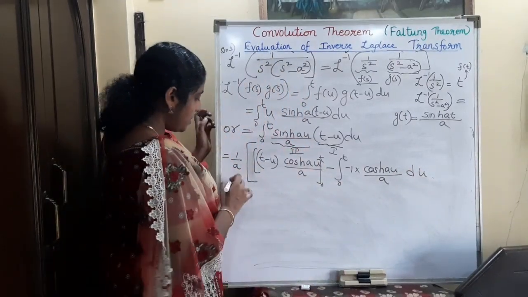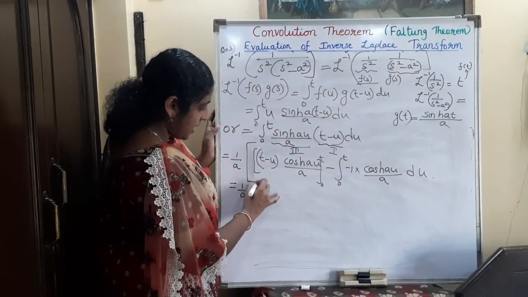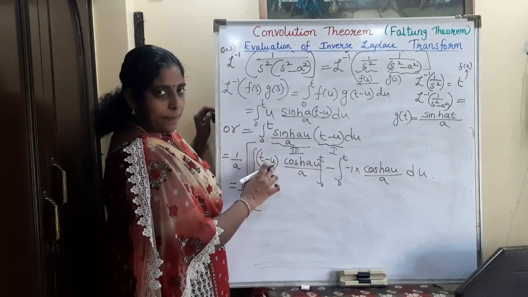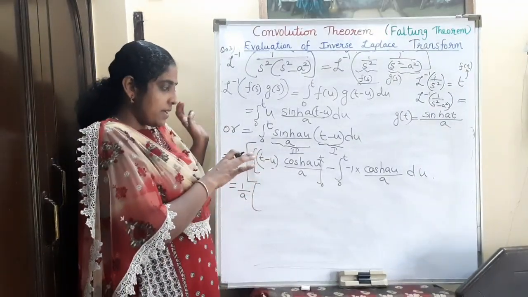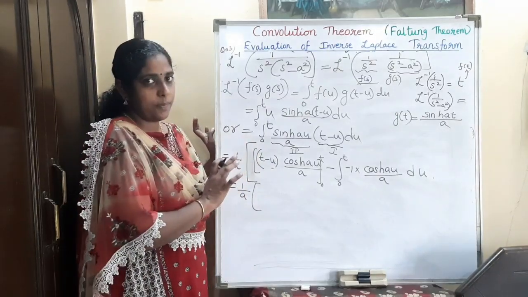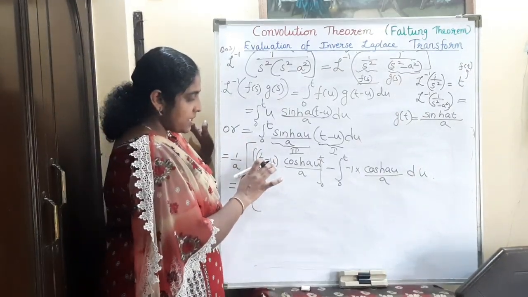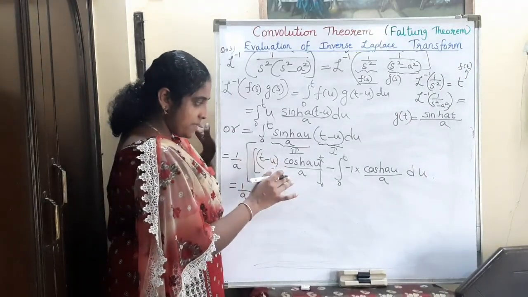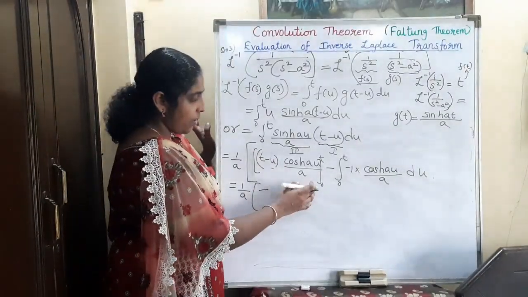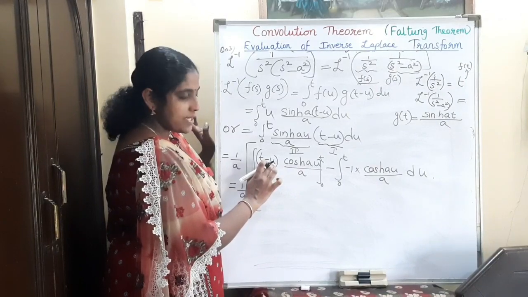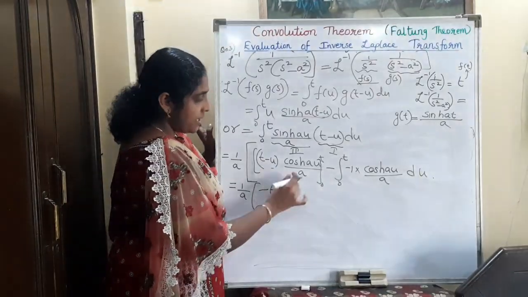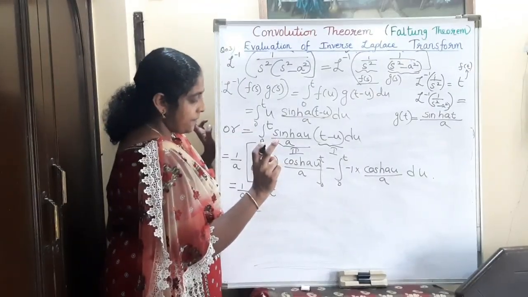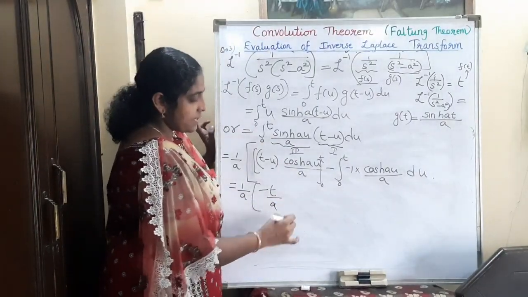So this will become 1 by a. Here on applying the upper limit, t minus u: always remember, for the u term we have to apply the limits here. So u becomes t, so t minus t is equal to 0. On applying the upper limit it becomes 0, minus on applying the lower limit 0, t minus 0 is t. Cos 0 is 1, so this is minus t by a.